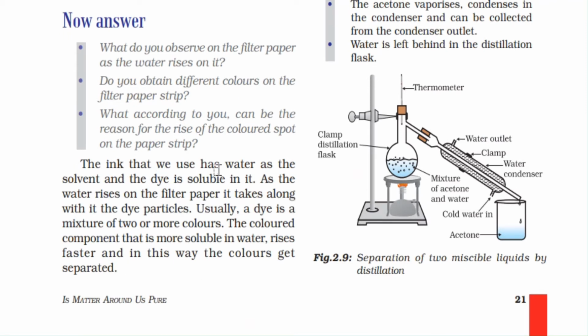The ink that we use has water as the solvent, and the dye is soluble in it. As the water rises on the filter paper, it takes along with it the dye particles. Usually a dye is a mixture of two or more colors. The color component that is more soluble in water rises faster, and in this way the colors get separated. The less soluble component stays below the more soluble one.